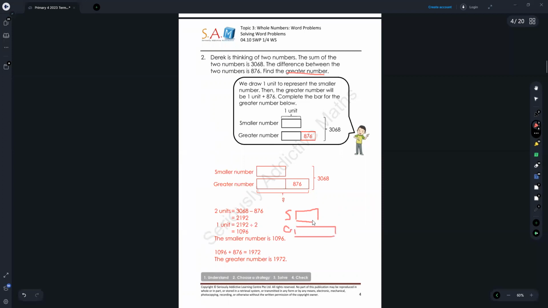Okay, now let's try to fill in the numbers already. So what is provided? Sum provided is 3068. Sum is the total. Any other information? Difference between 2 numbers is 876. Where's the difference? Difference is here.